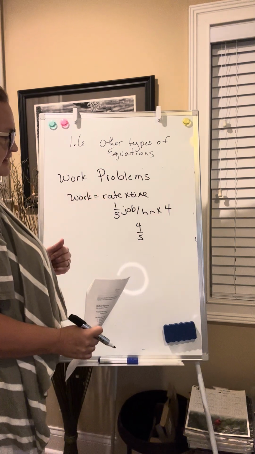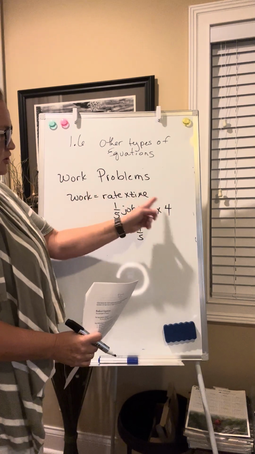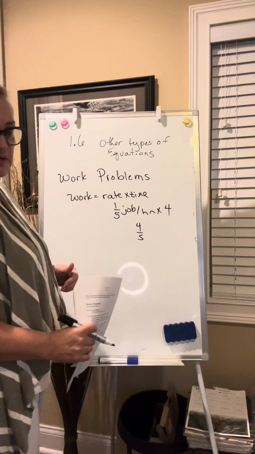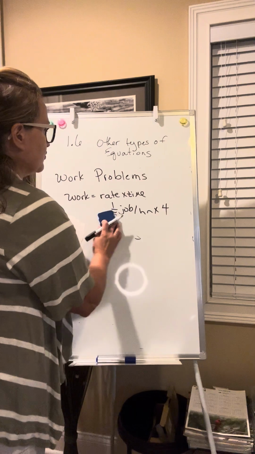You know, the rate is 1 over that times how long you work. Say it's 4, you'd get 4/5 of your work done. And that's generally how we do work problems.